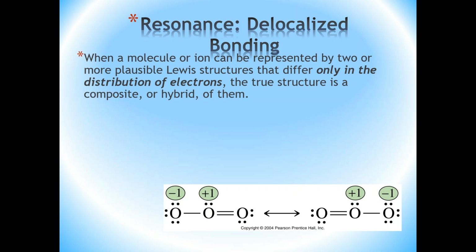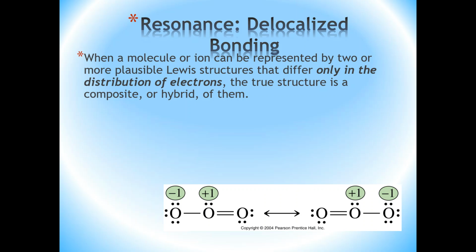Well, if you draw enough Lewis structures for different molecules and ions, what you're going to find is that it's possible to represent a particular molecular structure with two or more plausible Lewis structures, and the only difference between them would be how the electrons are distributed.